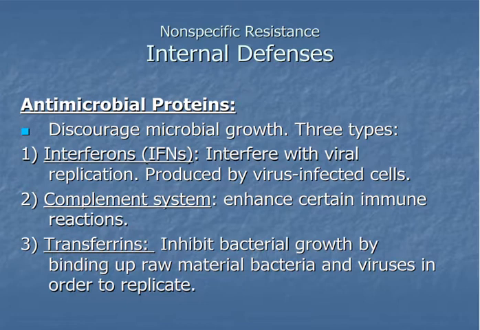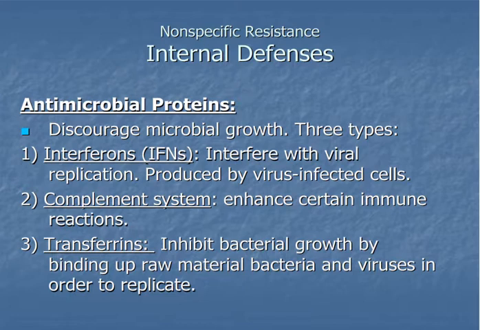Another antimicrobial protein is something called the complement system, and I want you to read about this in your book. The complement system can actually help to eliminate bacteria and viruses from the body, and it also enhances the immune response of other portions of the immune system. So it will ramp up the B cells and T cells and also energize the phagocytes.